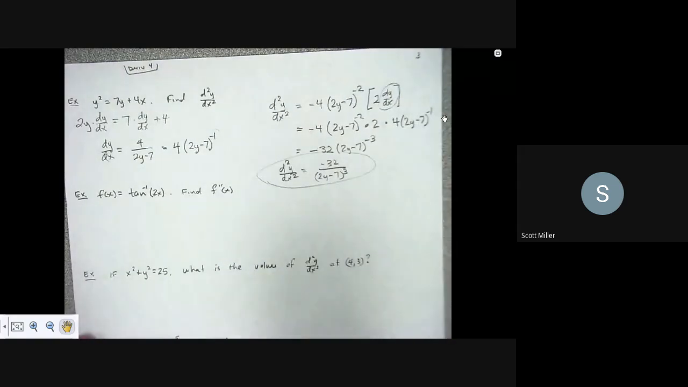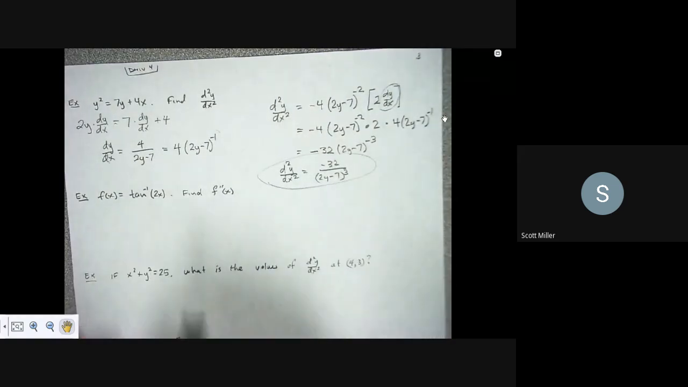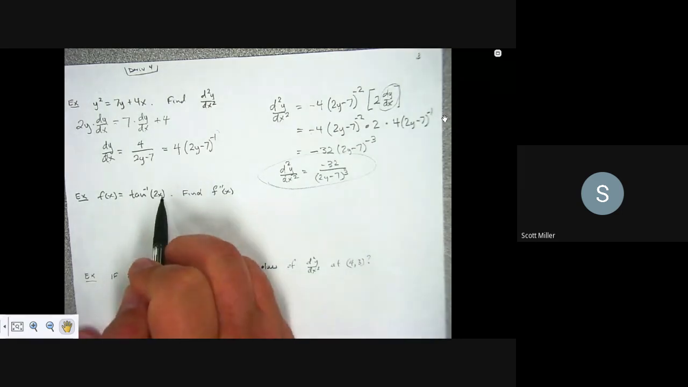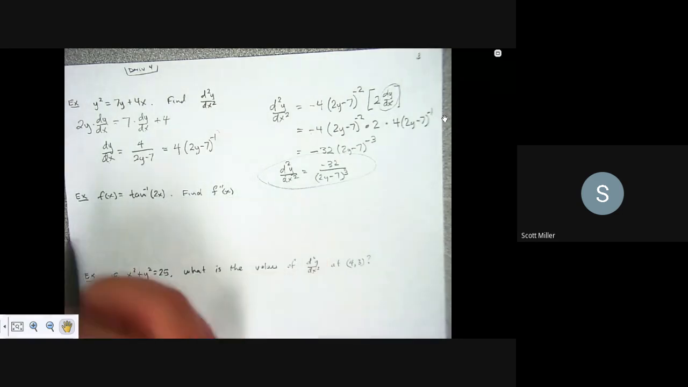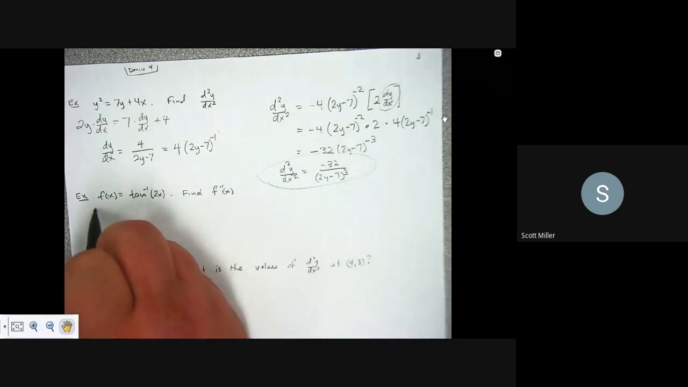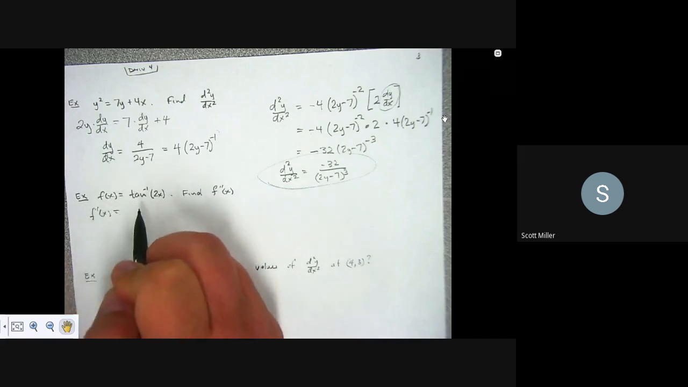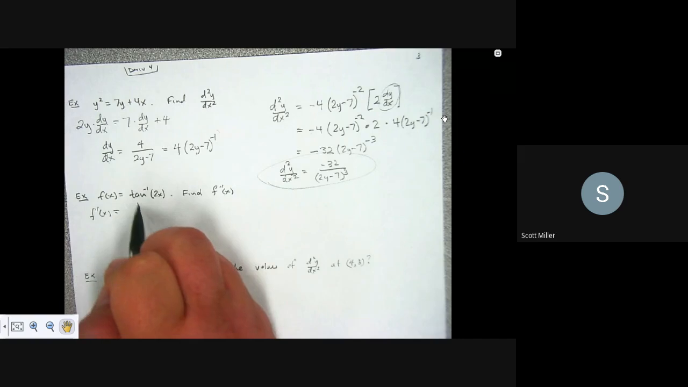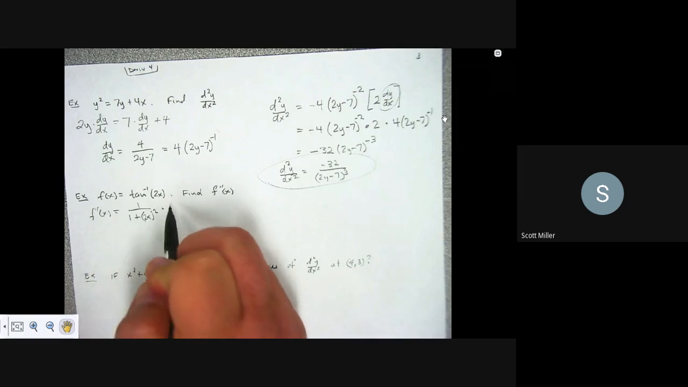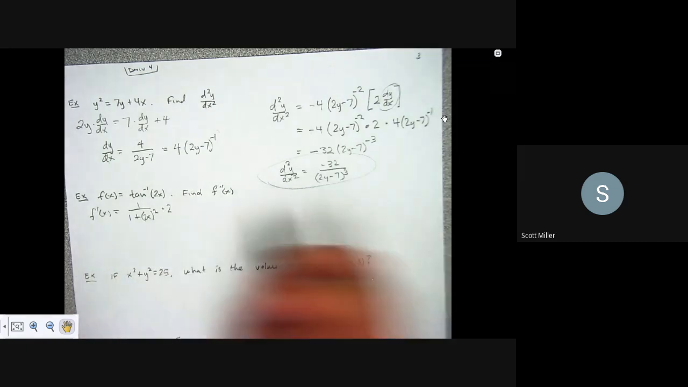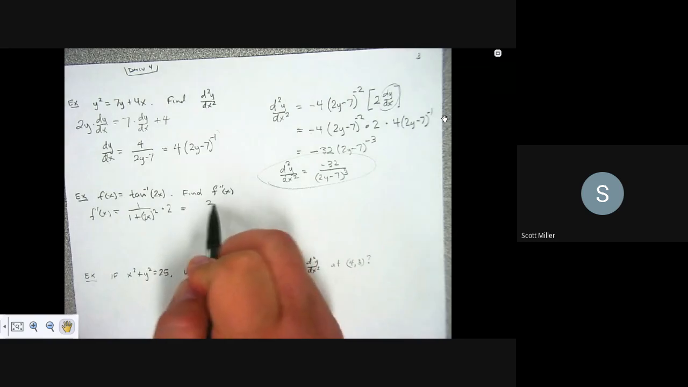So here's another example we have. We've got an inverse trig function. We want to find the second derivative of it. So let's start with the first derivative. If you don't remember your rule, hopefully you have your rule sitting next to you. This is going to be 1 over 1 plus u squared times du dx. So the derivative of that is 2. And then we can clean this up and get 2 over 1 plus 4x squared.